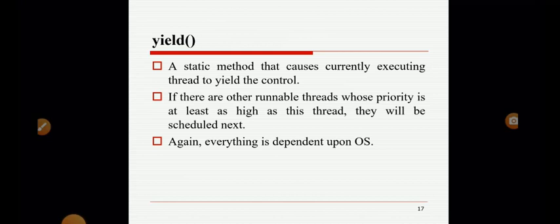And what is the use of the yield function? It is a static method that causes the currently executing thread to yield control. If there are other runnable threads whose priority is at least as high as this thread, then they will be scheduled next. Again, everything in this depends on the operating system. All the scheduling concepts, priority, everything is based on the operating system's concept.